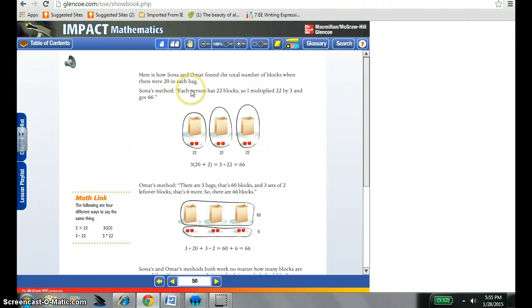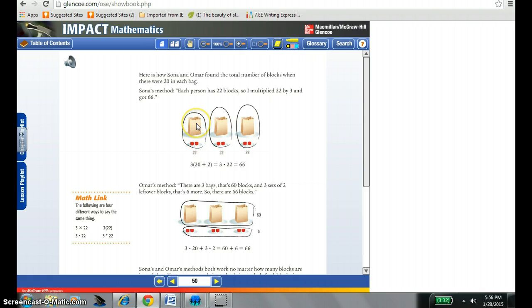So here's what we have. There are 3 bags, and there are 2 blocks in front of each bag. So when there are 20 in each bag, you have to count, well, how many total blocks are there? So SONA has this method. She counts how many blocks are in each section. She calls a section a bag with the blocks in front of it.